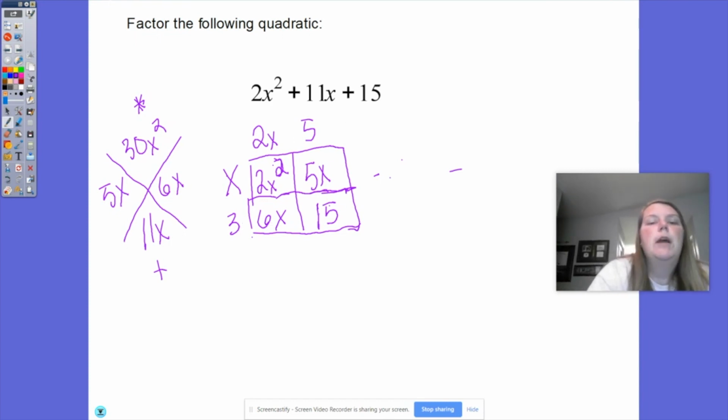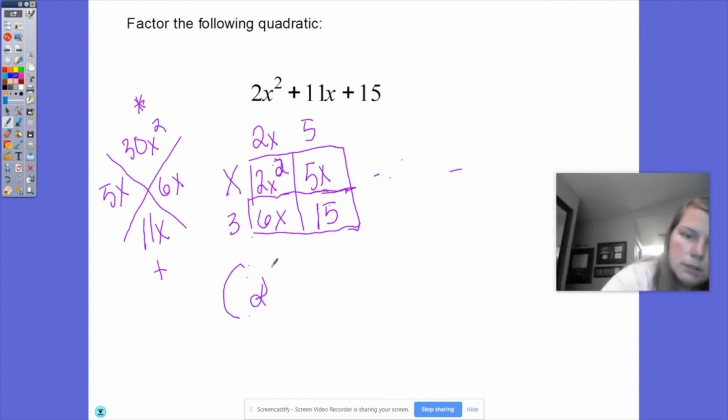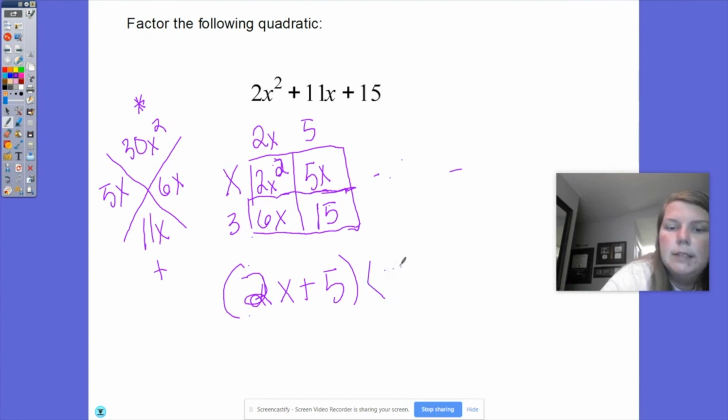So from there, we can just write our 2 binomials. So our first one would be 2x plus 5. And then the other binomial would be x plus 3.